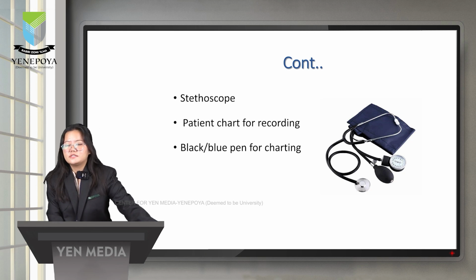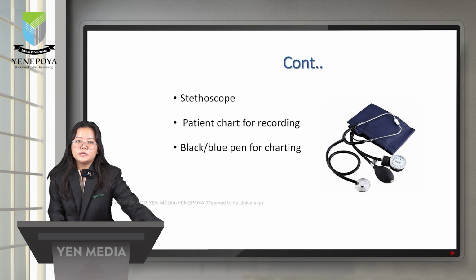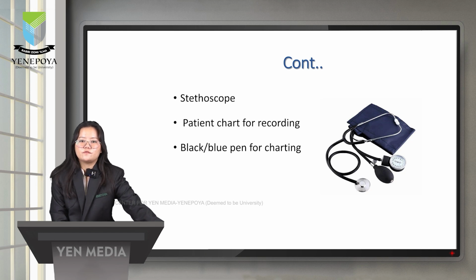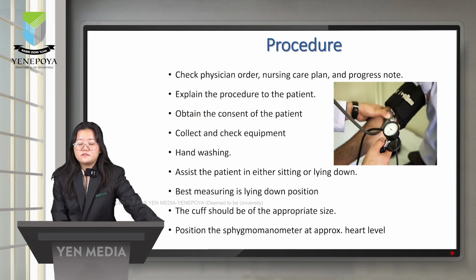So now we have listed the articles. Now how do we monitor blood pressure, what do we have to do, what are the things that we have to keep in mind in order to check the blood pressure? First and foremost, very important, we have to check the order: physician order, nursing care plan, and progress note of the patient. After that we have to inform the patient what we are going to do.